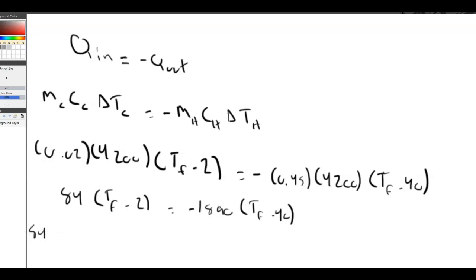So that is going to be 84 T_F minus 84 times 2, okay, which is minus 168. Remember, when you're multiplying with parentheses, you just multiply one at a time, like this. And on this side over here, I get negative 1890 T_F. Be careful here because this is a very common mistake. This negative times this negative is going to give me a positive, and that's going to be a positive 1890 times 40.